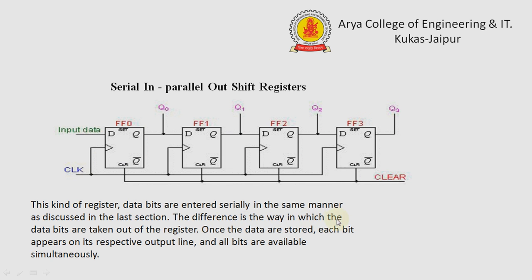So the difference is the way in which the data bits are taken out of the register, and once the data are stored in each flip-flop, each bit appears on its respective output line and all bits are available simultaneously.